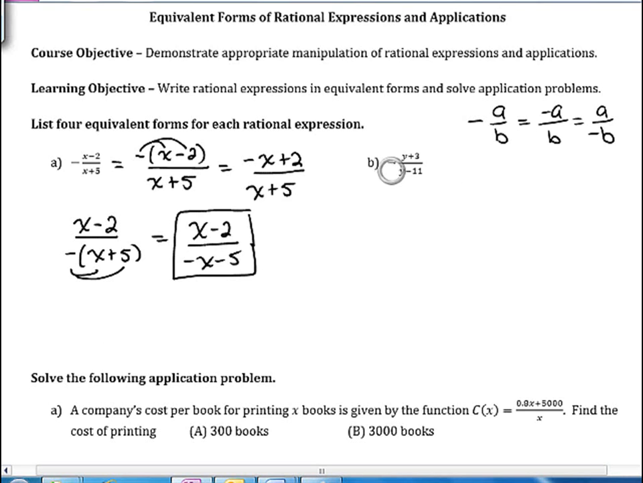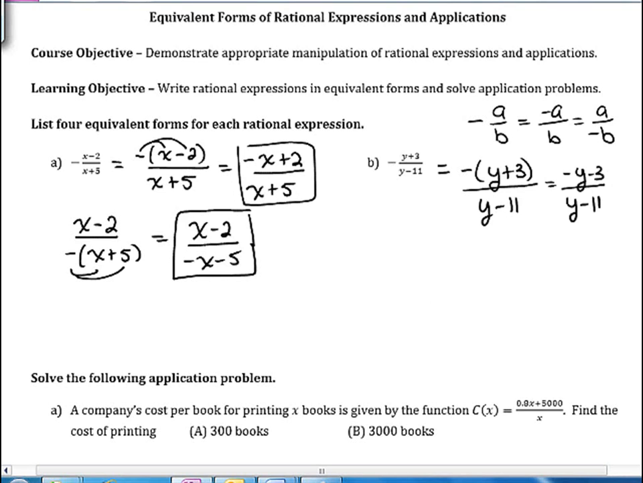Our next example, the negative sign is out front, and in the numerator it's y plus 3, and in the denominator y minus 11. So first we're going to write the negative sign up in the numerator. So it would be the negative sign and then inside parentheses y plus 3, and in the denominator y minus 11. Distributing the negative sign would give us negative y minus 3, and in the denominator y minus 11.